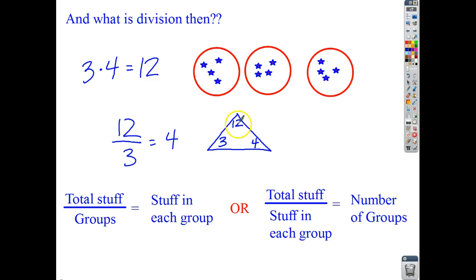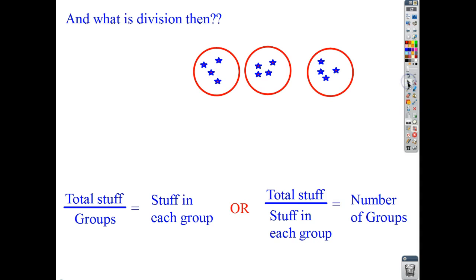12 divided by 3: if I take 12 and I break it into 3 groups, I get 4 in each group. Or if I have 12 and I divide it into 4 groups, then I get 3 in each group. That same idea. All right, well, let's look again at this same thing about the total stuff in each group here.